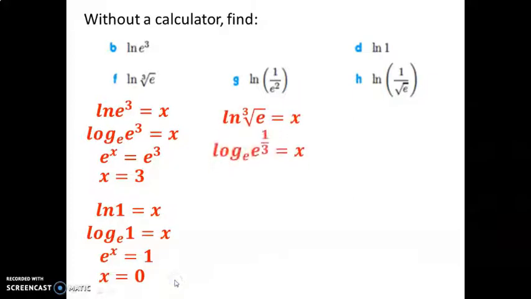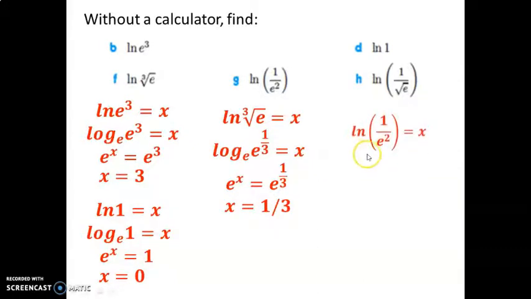We have that, which becomes this, e to the 1/3, and that means that x must be 1/3. That means that whole expression is equal to 1/3. All right, I'm going quickly through these, so pause if you need to, just to double check if you are doing the work correctly here.